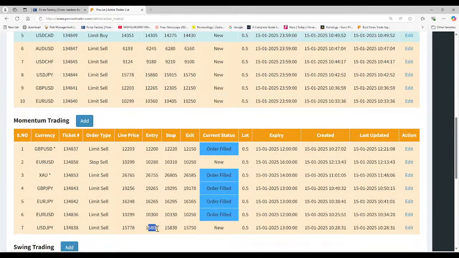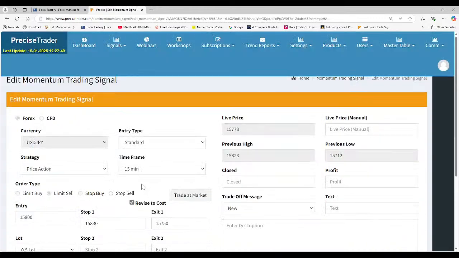Okay, we were trying to sell at 158. I think we have missed by a few pips, if I'm not mistaken. And our TP is 157.50. So what we can do is, since the market has already started moving, we will try to lower it by 5 pips, and if we get it, we will take it.